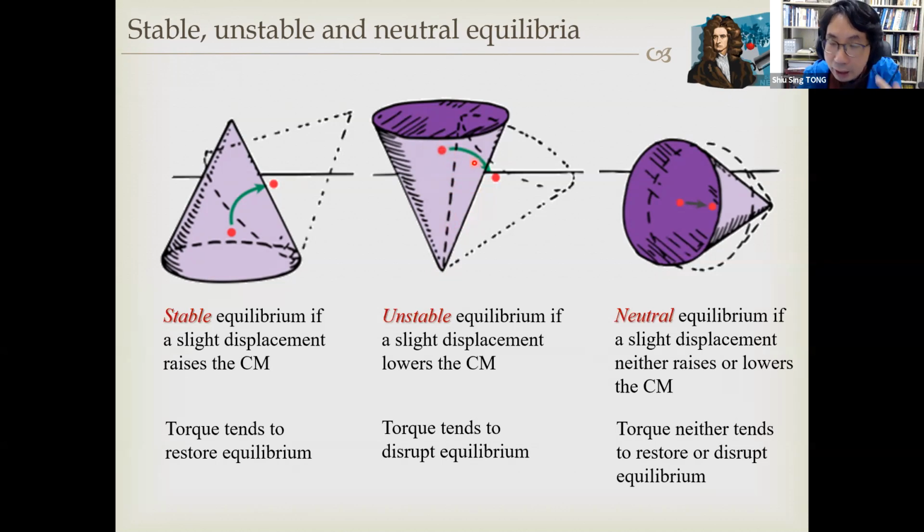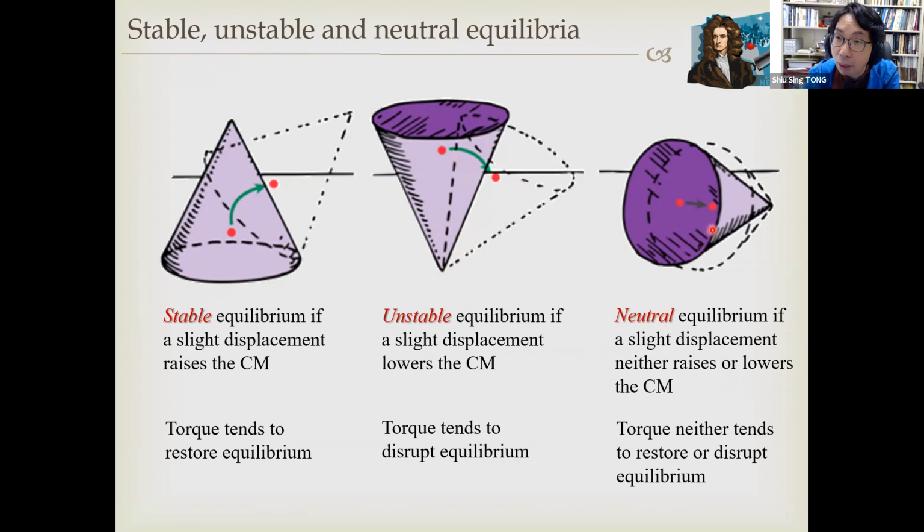When you slightly tilt the cone, you can see the torque produced by the weight at the center of mass will tend to topple over the cone. It will not restore the equilibrium position, but will move the cone further away from the equilibrium position, and eventually it will topple over. So that is unstable equilibrium.